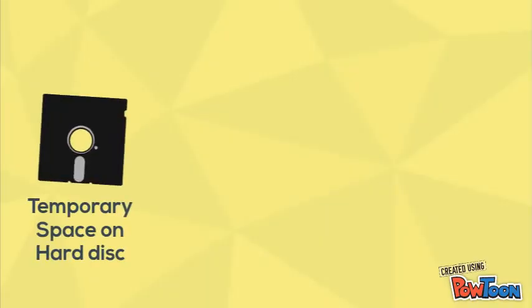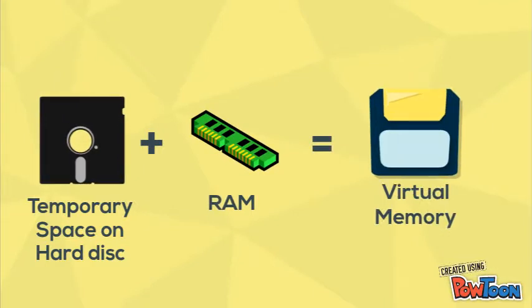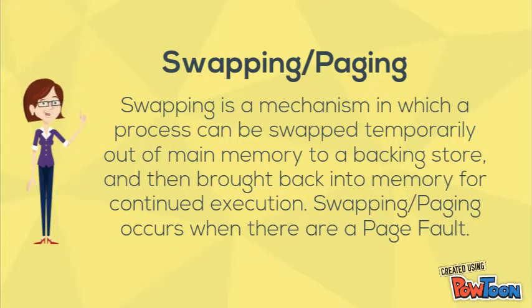To further understand the virtual memory, just look at this illustration. The virtual memory combines your computer's RAM with temporary space on your hard disk. Virtual memory is created to help our RAM when it's running low on space. From the virtual memory, the process now will be swapping into the RAM, and it will also swap out a process in RAM. Swapping is a mechanism in which a process can be swapped temporarily out of main memory to a backing store, and then brought back into memory for continued execution.